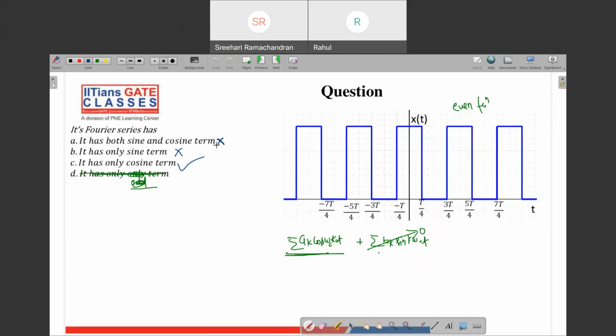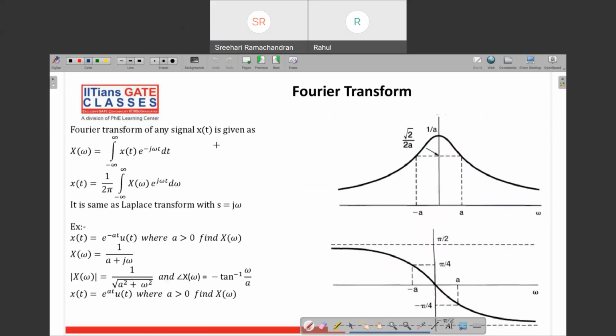Now we will start a new topic, that is the Fourier transform. The Fourier series that we saw till now, we use it only for the periodic signal. If the signal is aperiodic, we won't be able to use the Fourier series. This Fourier transform, we can find it for both periodic as well as aperiodic signals. There is no restriction with respect to the periodicity for the Fourier transform. We can calculate it for both aperiodic and periodic signals.